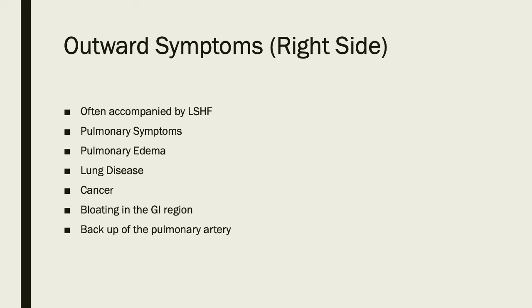So moving on to the right side, again, this is where we're going to see most of our pulmonary symptoms and side effects. Right side is usually accompanied by left-sided heart failure. It's very rare to see just right-sided because if you think about it, the blood in the lungs is going to move pretty easily unless there's stagnation in the heart, and that stagnation typically starts on the left side.